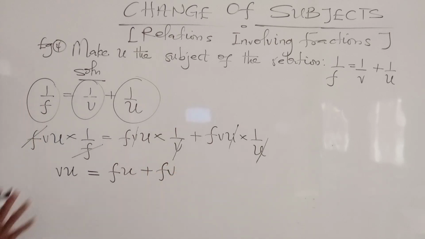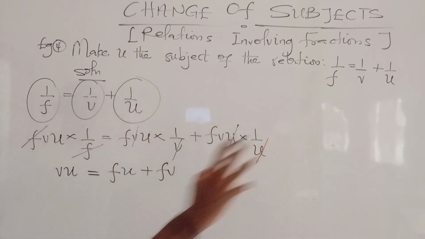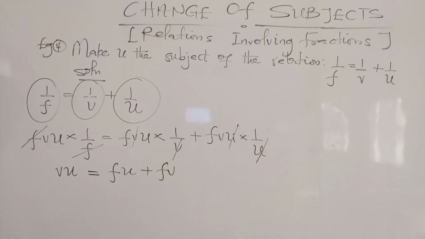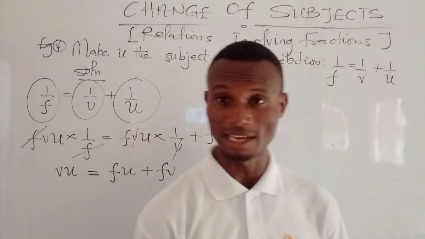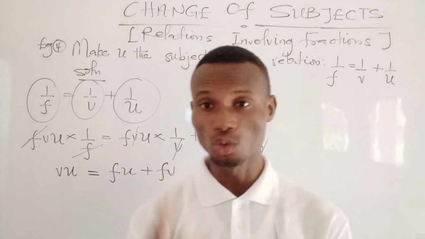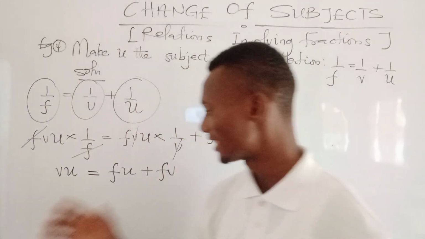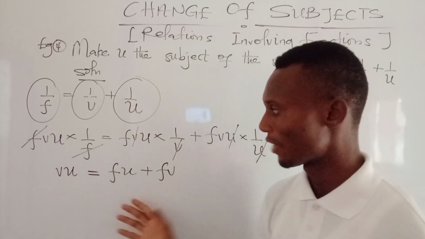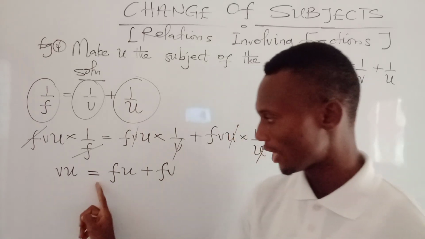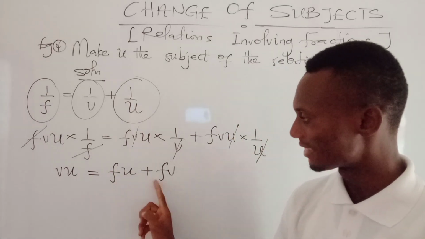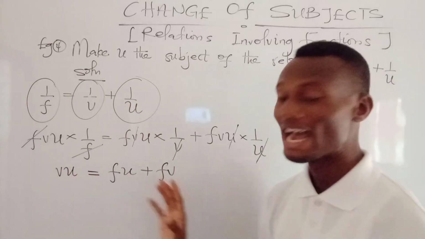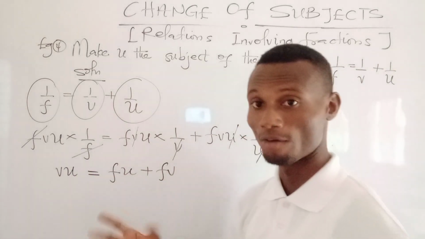Okay, so this is what you get after multiplying through by the LCM. We are being asked to make U the subject, which means U is to stand alone in this equation. So check what we have very well. We have VU equals FU plus FV. You can see that U is appearing on both sides of the equation.